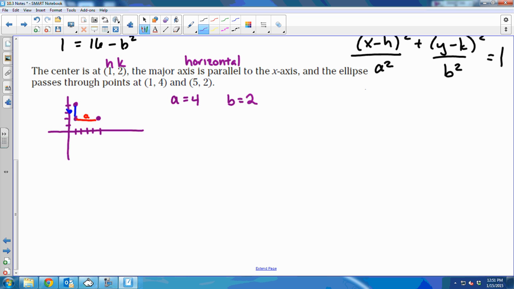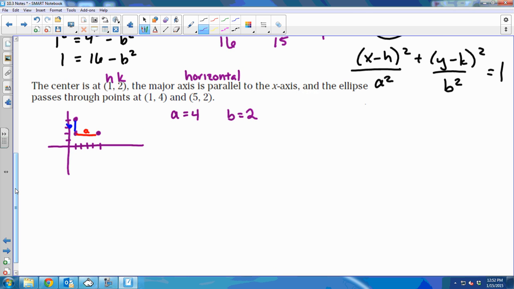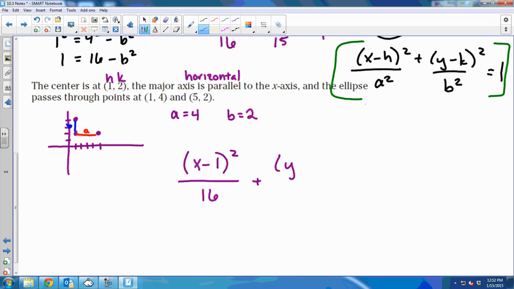So now I can just fill in the equation. Well, there's nothing else to do. If you had enough doodle, a little quick sketch, you may or may not have known that those are the vertices that you needed. So it's horizontal, so we're using the same equation we did on the last one. So I have x minus 1 squared over 16 again, plus y minus 2 squared over 4, and that equals 1. Questions on the curve?